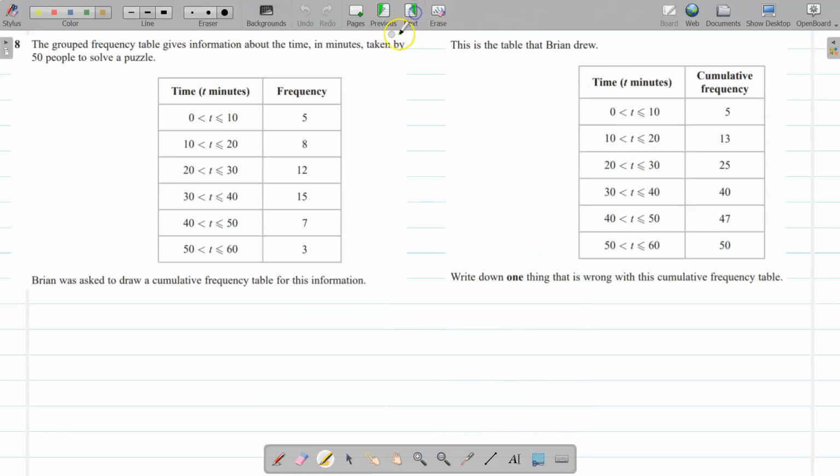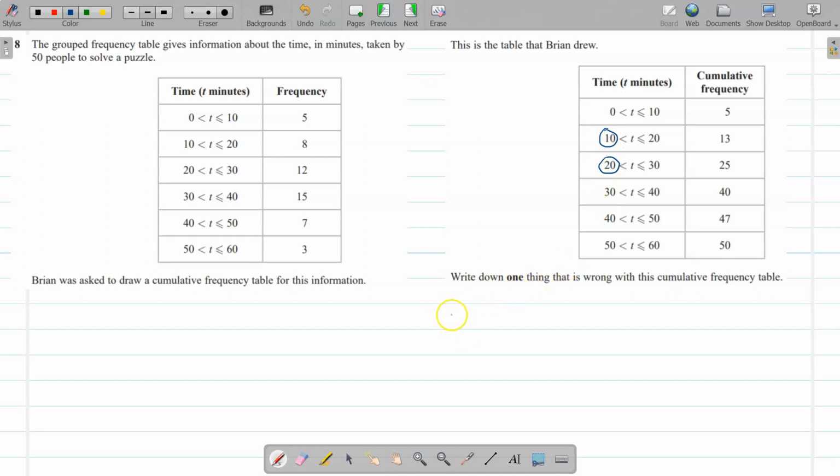Okay, next question, and here we go. This one is about a cumulative frequency. Lots of information. There's only 1 mark for this, and it says write down one thing that's wrong with the cumulative frequency table here. Well, basically these are the cumulative frequencies. So the 13 is 5 plus 8, the 25 is 5 plus 8 plus 12, and basically the 25 means everything from the beginning up to 30. So these numbers are wrong. They should all be zeros, and that's what's wrong with it.